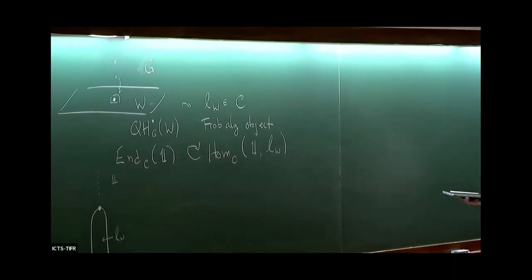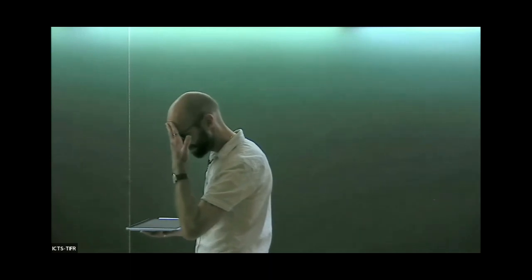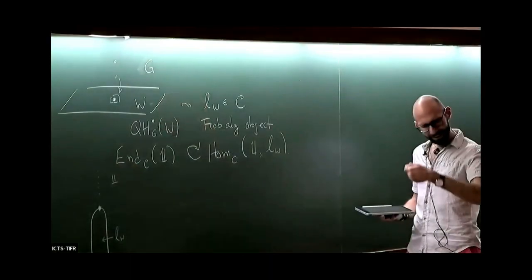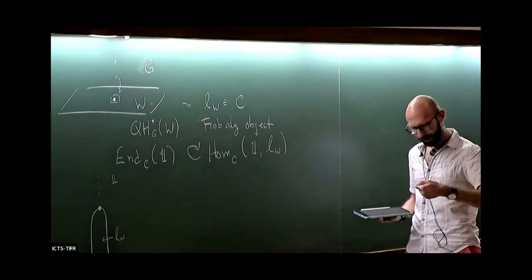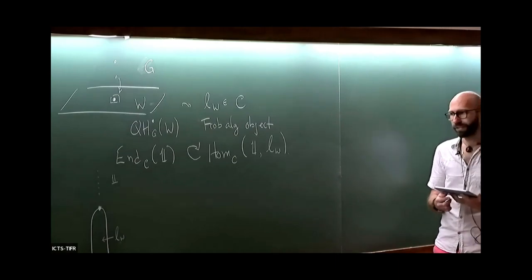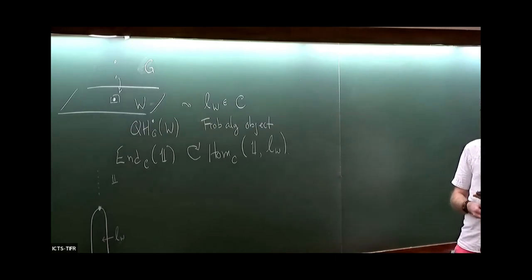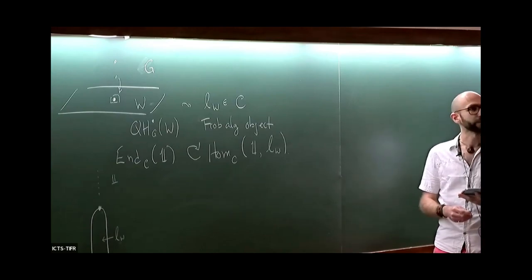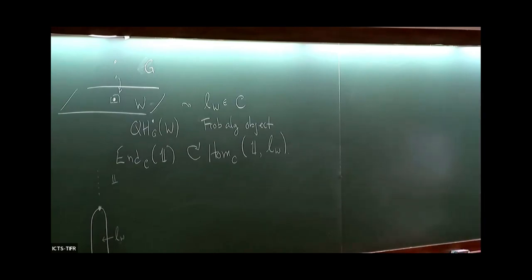Justin will talk about two categories. I think this is an uplift of a Chern class. There's a trace functor from the two category of boundary conditions to the one category of lines at play here.